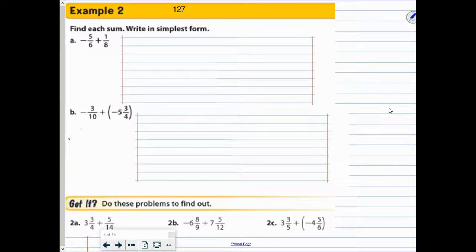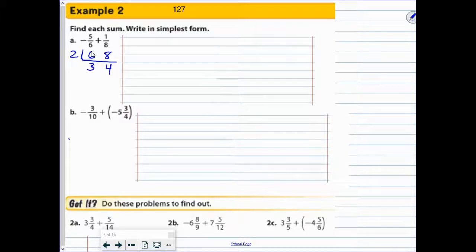So the first question I ask is, does the smaller one divide into the larger one? Well, it doesn't. So the second question I ask is, is there a number that divides equally into 6 and 8? And yes, there is. So I can find my least common denominator by dividing 6 and 8 by their greatest common factor of 2. 2 goes into 6 3 times. 2 goes into 8 4 times.